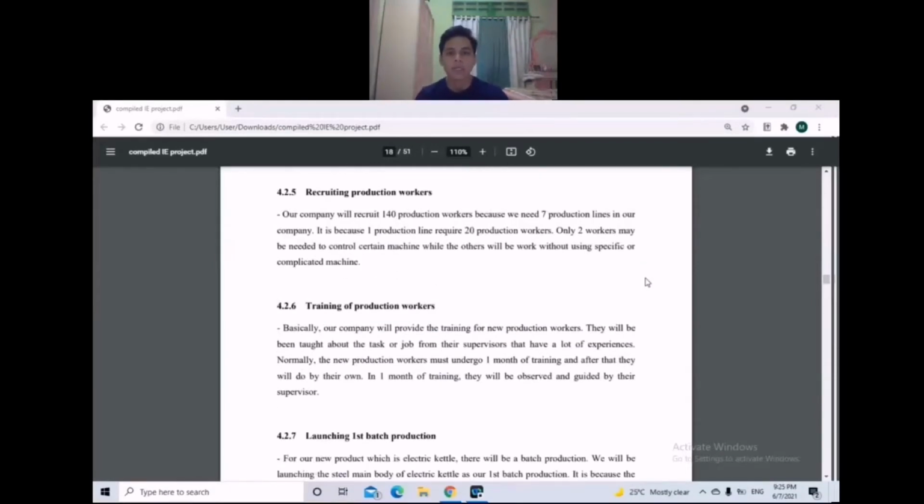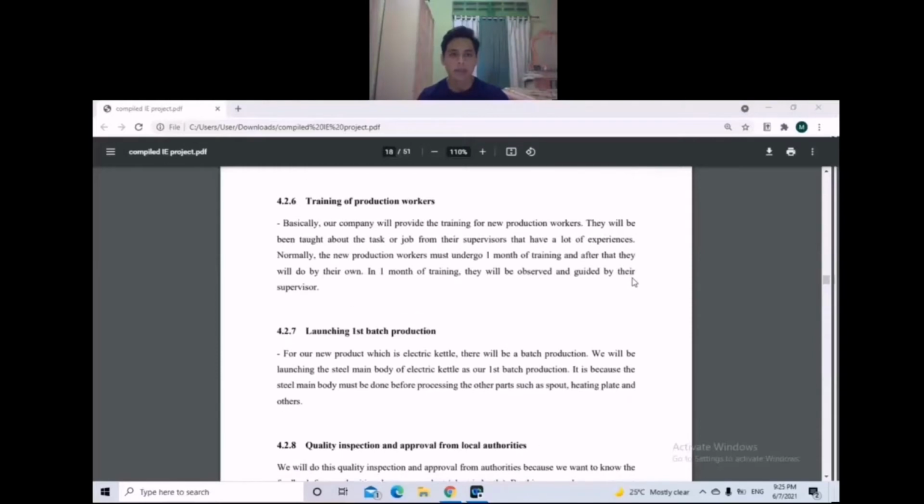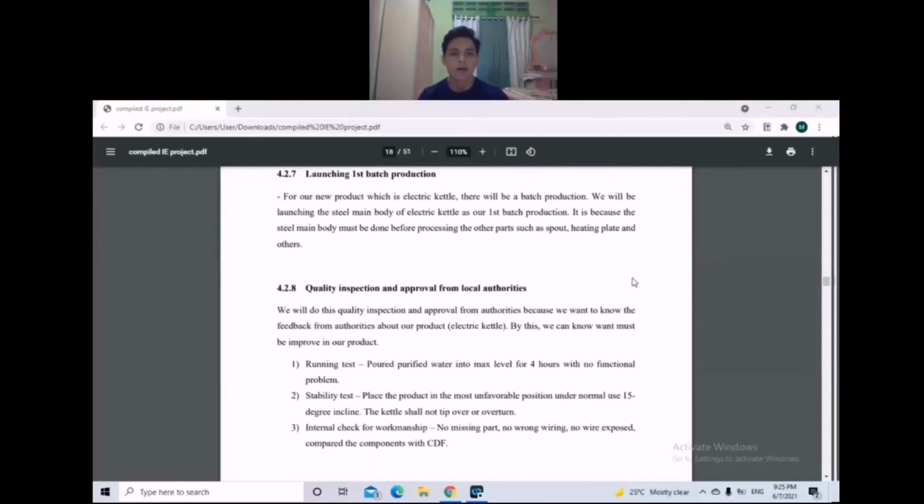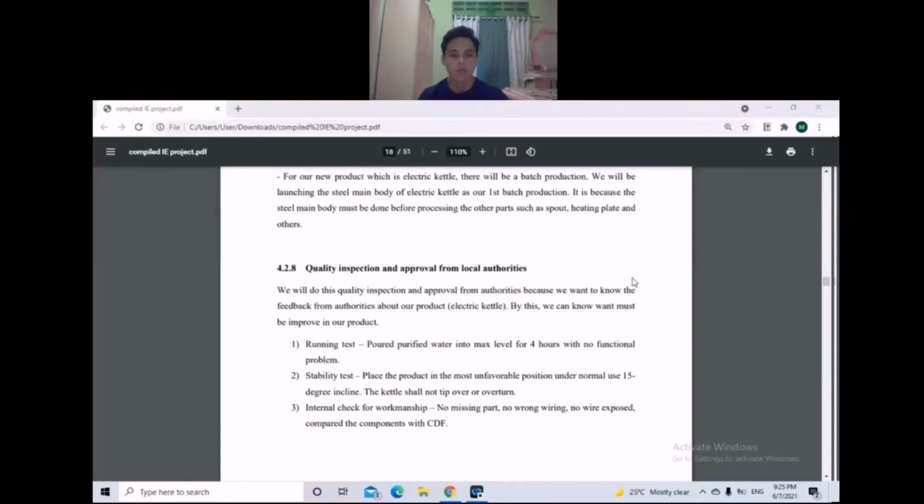Basically, our new production workers will undergo 1 month of training and will be observed by their supervisors. For our first batch, production is the steel main body, because it must be done before processing the other parts. For quality inspection and approval from local authorities, there are three types of inspection: running test, stability test, and also an internal check for workmanship.